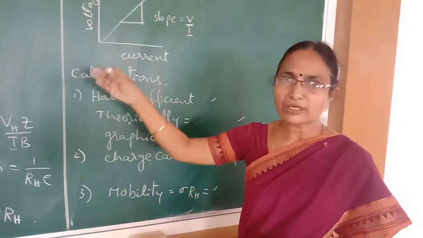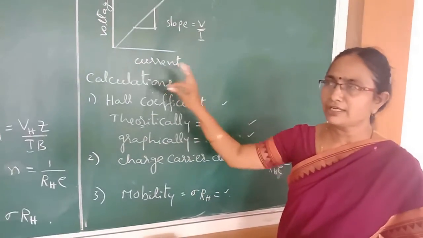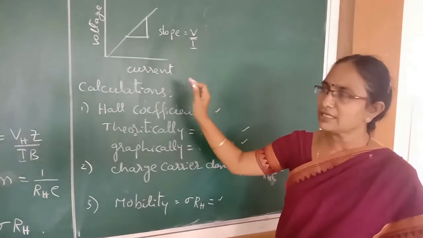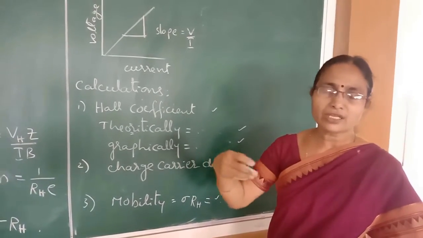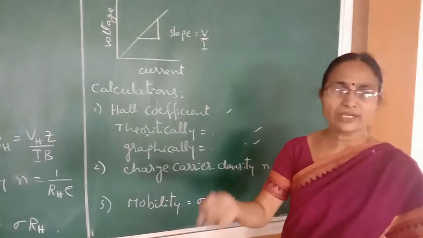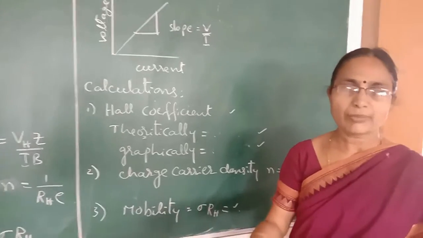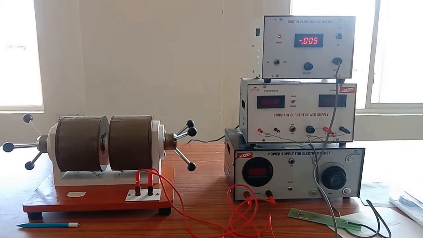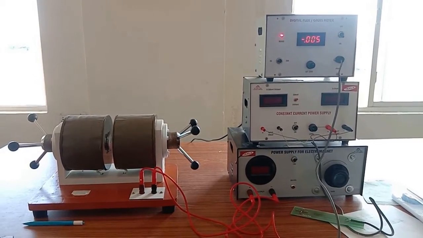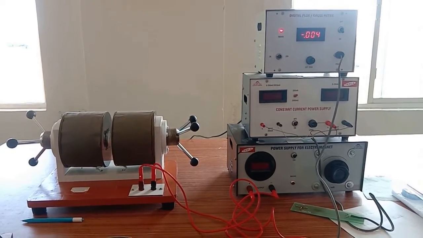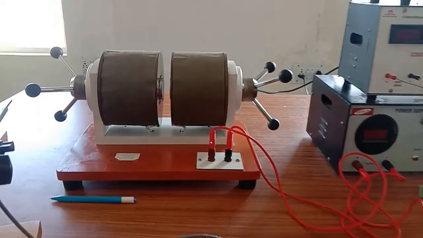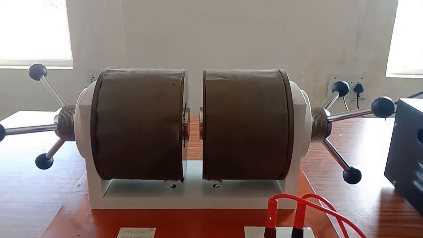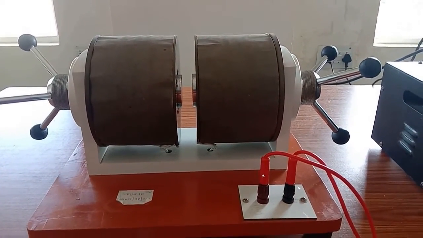This is the theoretical part of the experiment and a vague idea of doing the experiment. Let us see the same experiment in our laboratory and do it actually with the apparatus. You can see the Hall apparatus here. The total apparatus is shown here. And now I will explain each individual part separately.